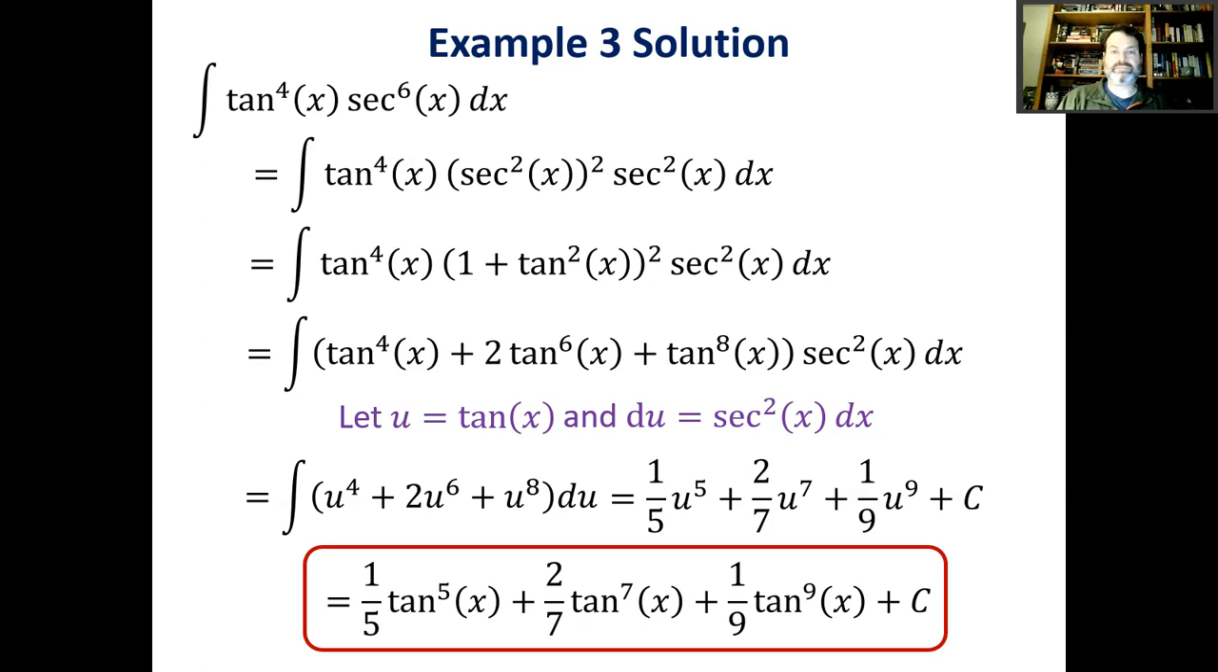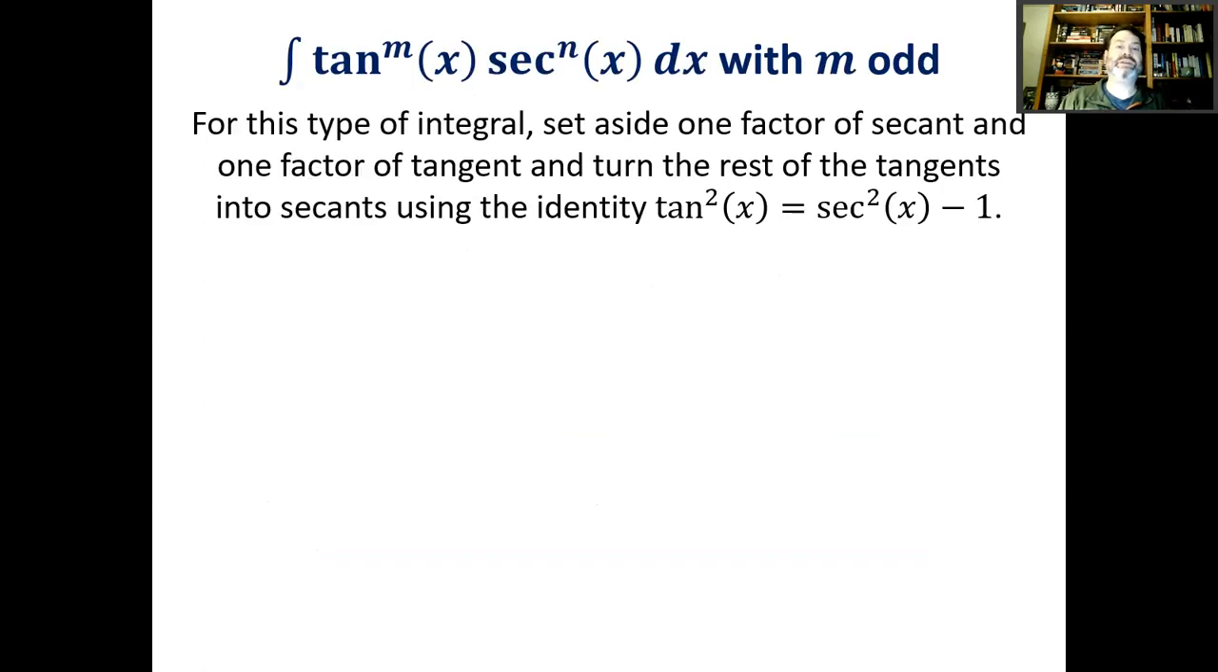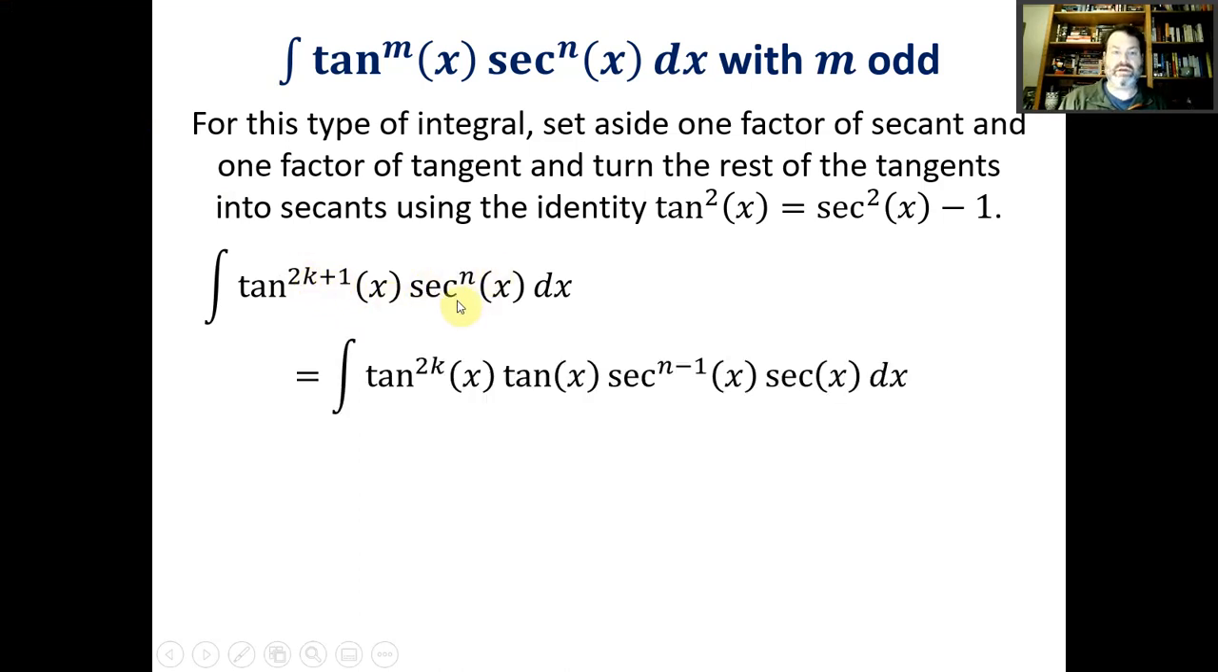Next, we're going to look at a different example. This is when tangent has an odd power. The reason we do it this way is because the derivative of secant is secant x tangent x. So we need 1 power of secant, 1 power of tangent. So for this type of integral, set aside 1 factor of secant, 1 factor of tangent. Turn the rest of the tangents into secants using the identity. So here we're just saying that tangent needs to be odd. It doesn't matter if secant is odd or even, so I'm not even addressing it.